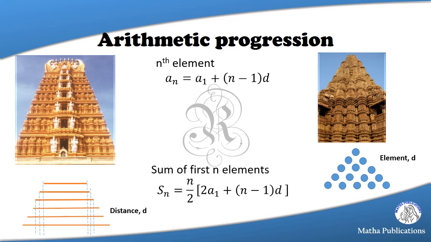The total number of elements up to the step n or total distance up to the step n can be found using the equation Sn is equal to n by 2 into (2a1 plus (n minus 1) d).